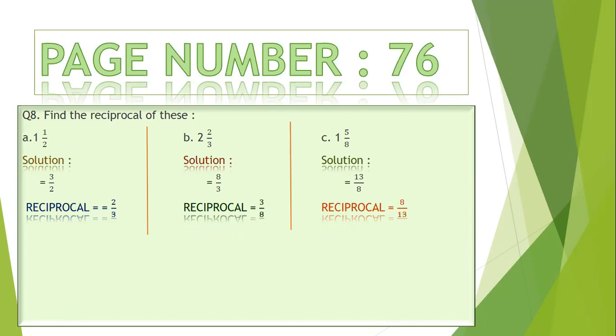When we convert this mixed number into improper, 3 2s are 6, 6 plus 2 is 8, 8 over 3. Now you can take the reciprocal of this fraction, which will be 3 by 8. The last part of this question is one whole number, 5 over 8. 8 ones are 8 and 5 is 13. 13 over 8, and the reciprocal of this fraction will become 8 over 13.